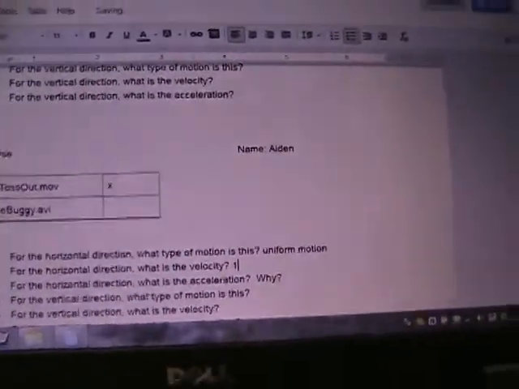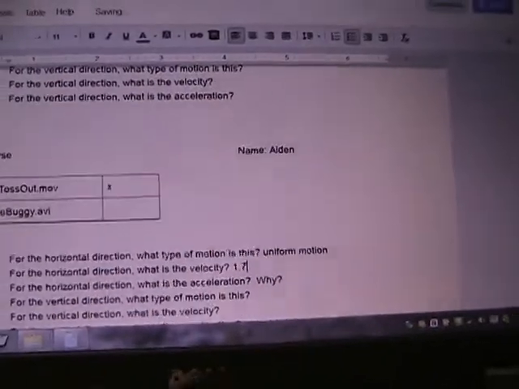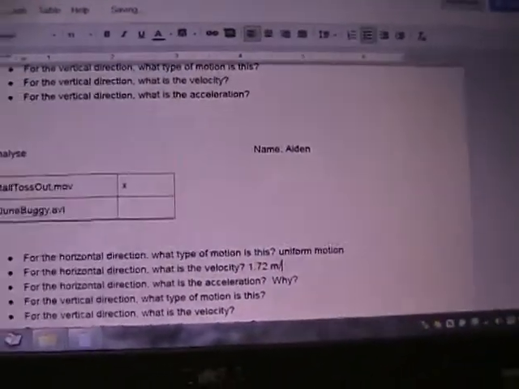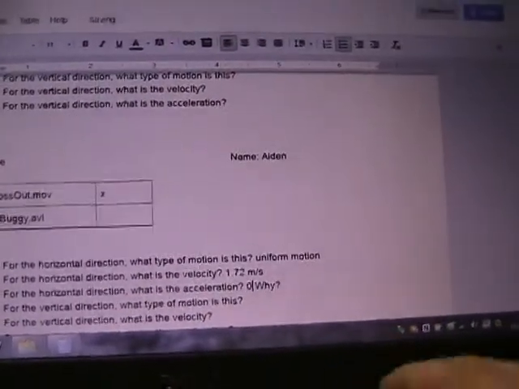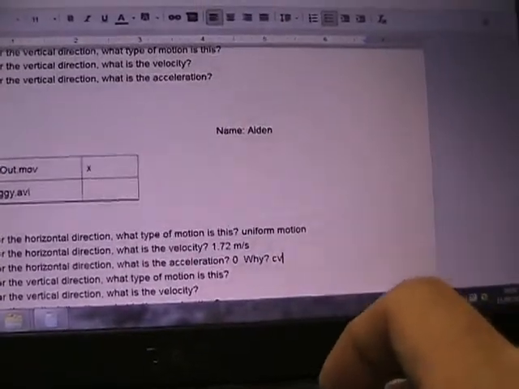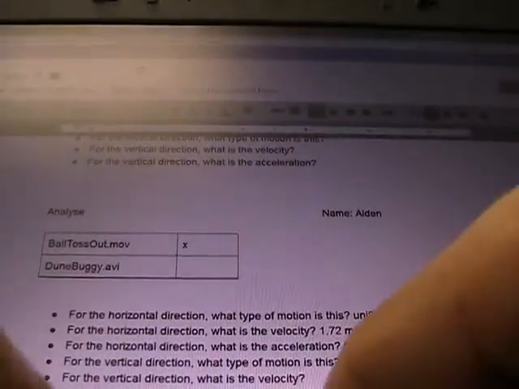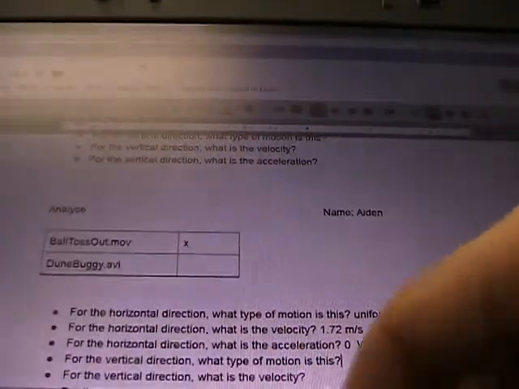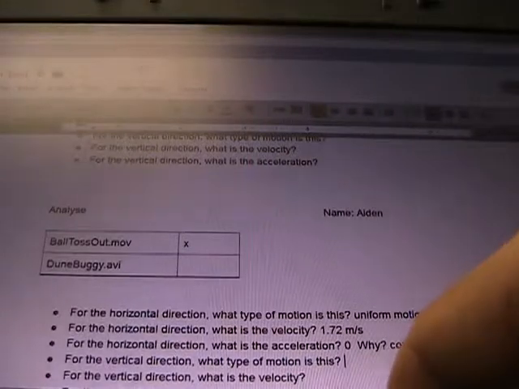What's the acceleration in that dimension in the horizontal direction? 0. And why is it 0? Because it's constant speed. Okay. And for the vertical direction, what type of motion is it? So in that blue data, what type of motion do we call that?